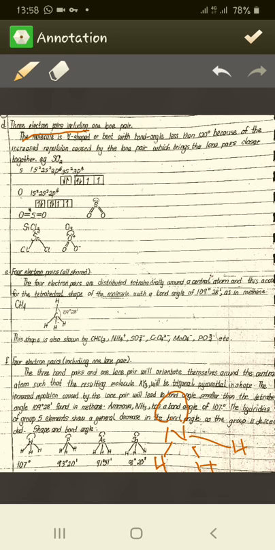Now it should be seen that the angle between this lone pair of electrons and this bond pair with hydrogen is greater than this angle here and this angle there. So this angle should be greater between lone pair and bond pair. Take note of that.